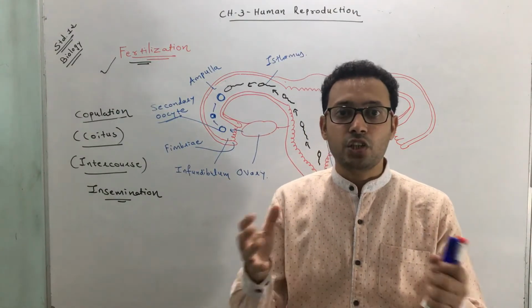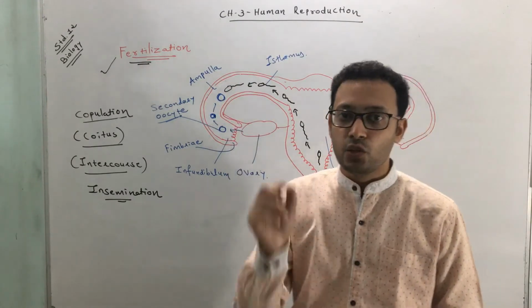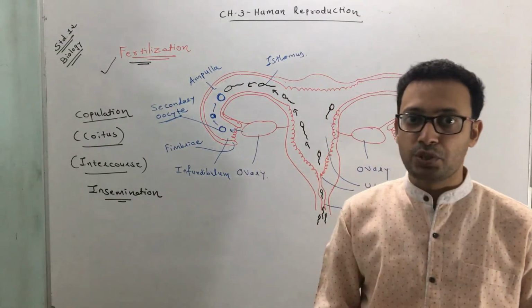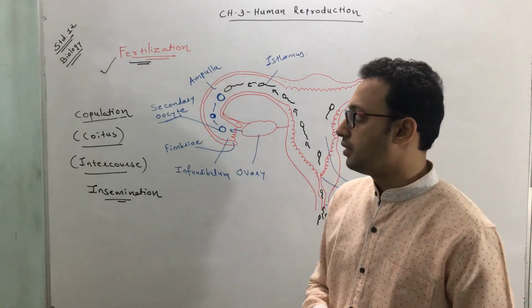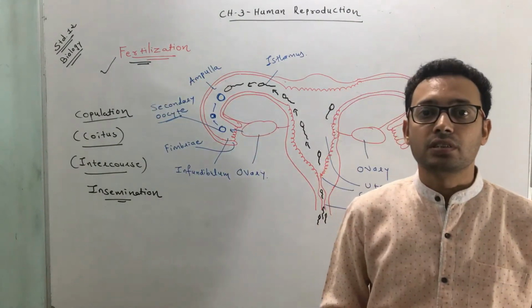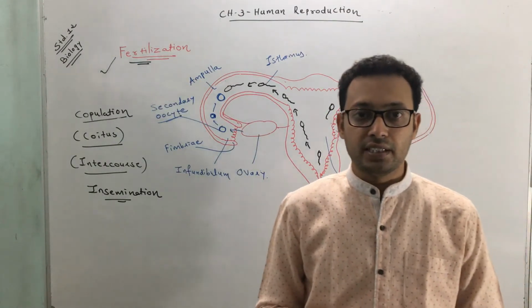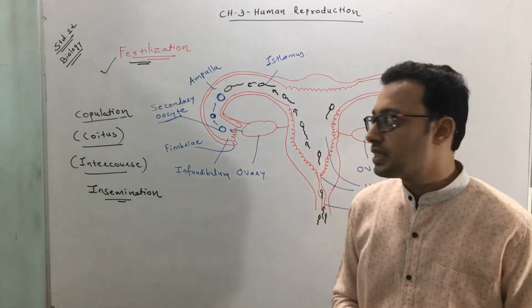Fertilization only happens when the sperm meets the ovum, and you know that ovum release, that is ovulation, occurs on the 14th day of the menstrual cycle. So this process is called fertilization. Clear, students?